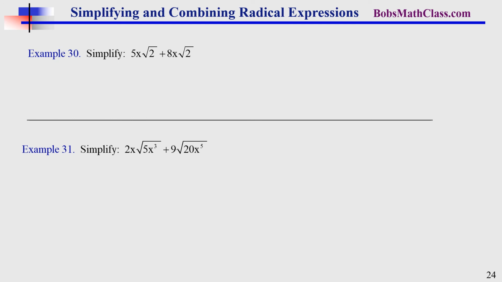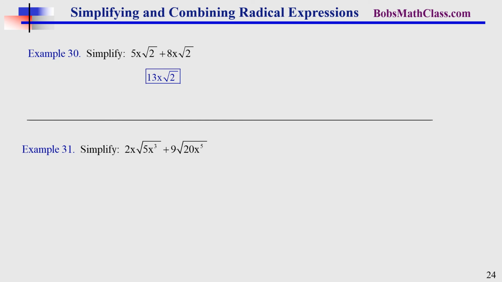Okay, but since they are exactly the same after the coefficients, after the 5, it's x square root 2. After the 8, it's x square root 2. Now we could add those. So 5 plus 8 would be 13. So the answer is 13x square root 2. Okay, our last example.